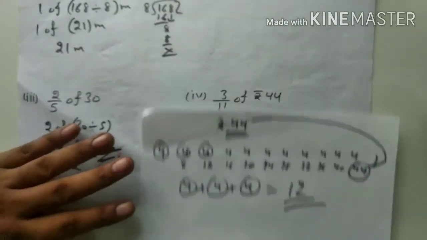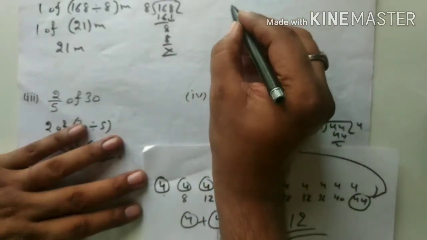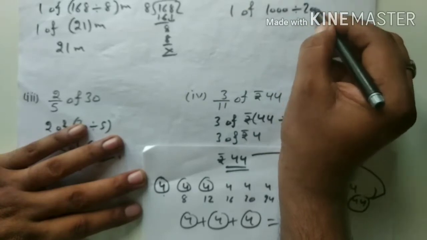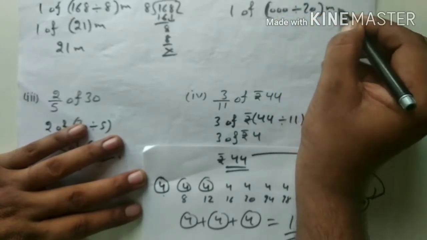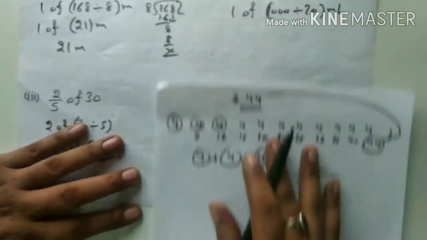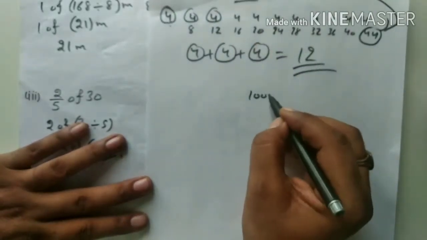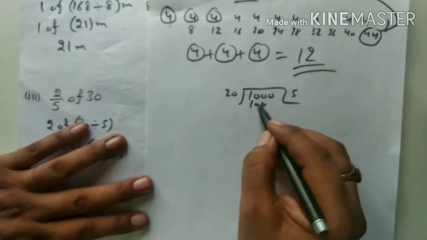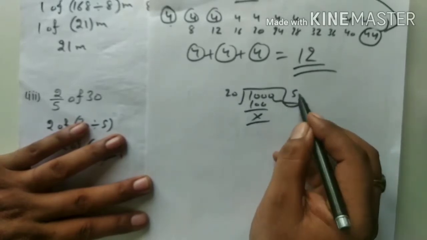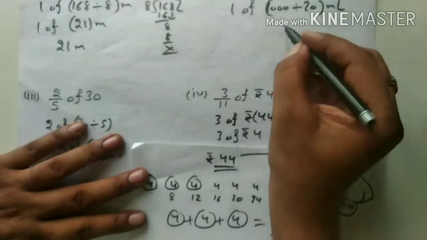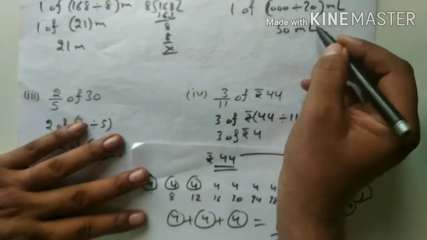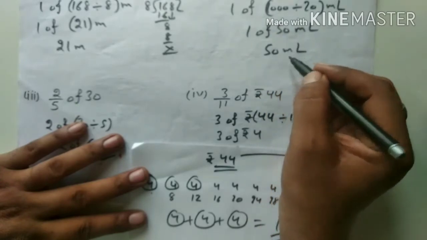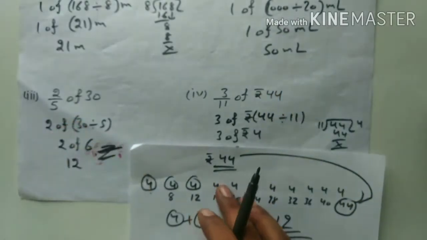Okay? Now the concept is there and 1 by 20 of 1000 milliliter. Now 1000 divided by 20. Now 5, and this 0 will be written here. So the answer is 50. 1 of 50 milliliter, that is 50 milliliter. This is the answer student.